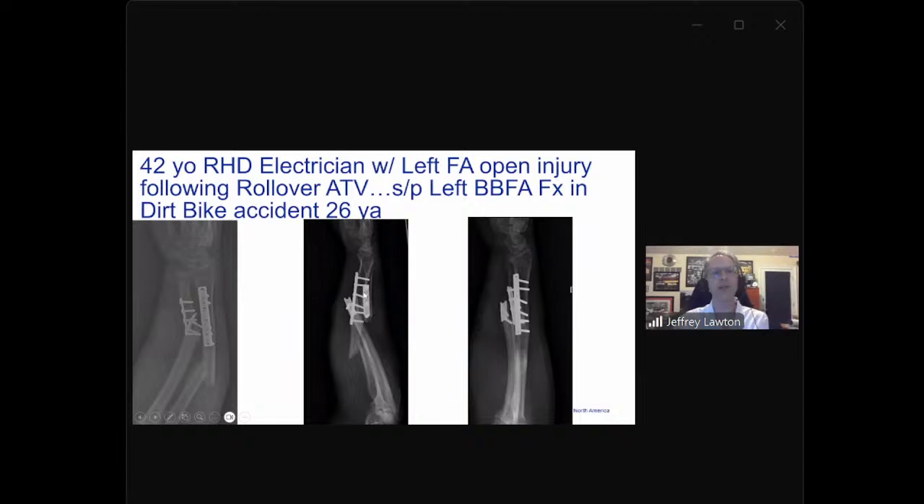And the last case is a little bit of a different case. This was a repeat offender, like Nikki showed in her series. This was a 42-year-old guy who rolled over his ATV. He had a previous left both bone forearm fracture 25 or 26 years ago, as you can see here. And he's got this fracture, distal third of the ulna and mid shaft of the radius with his hardware fractured, as you see here.